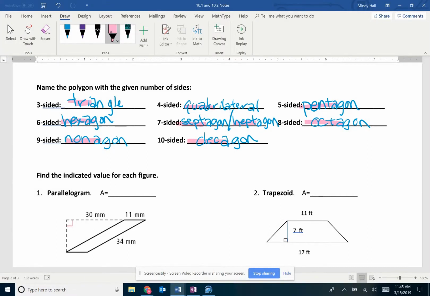I don't know about some of you, but I have been spelling octagon as octogon, and it's actually OCTA. So if you've been spelling it right this whole time and I told you otherwise, I'm sorry.